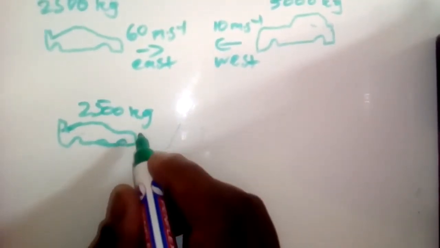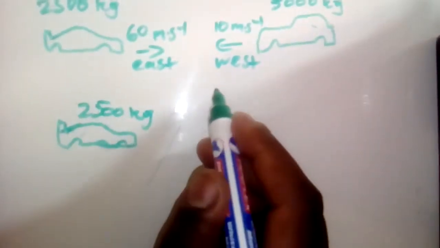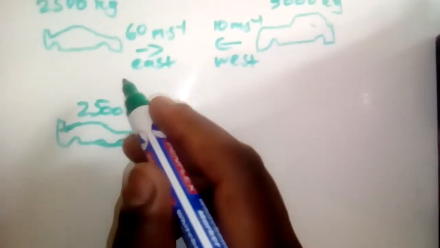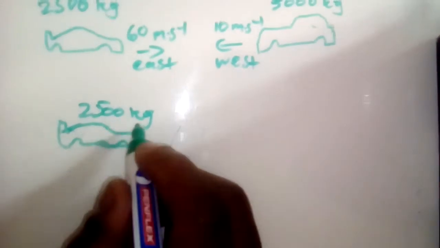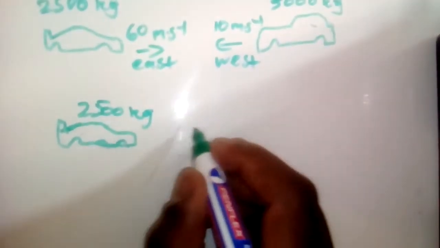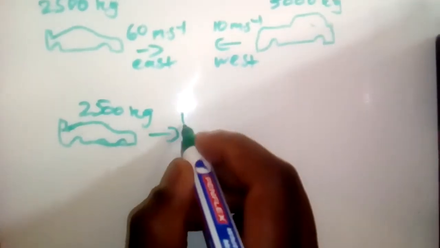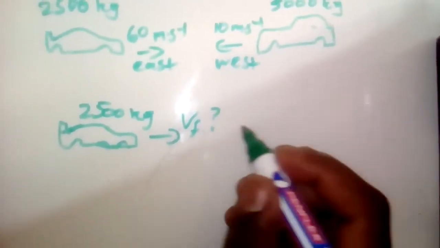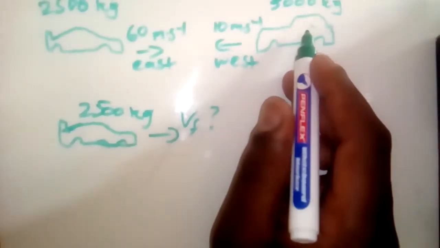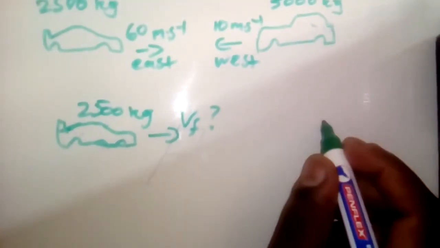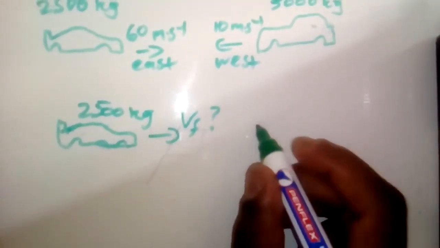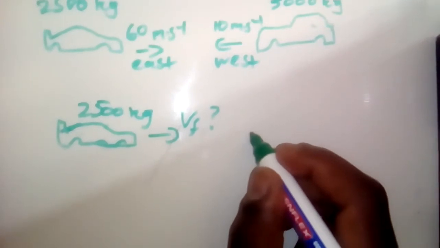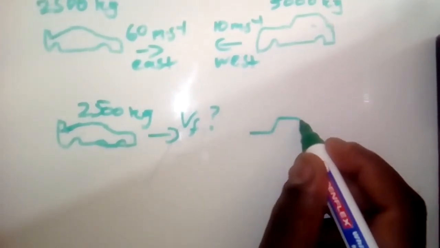And let's say the velocity it moves after the accident, we don't know, right? So let's say it collided, and after the accident, the velocity of this one is unknown. So I put a question mark there. Let's say it's not known. But let's say the velocity of the second car is known. So let's say after the accident, it now moves to the west, right?